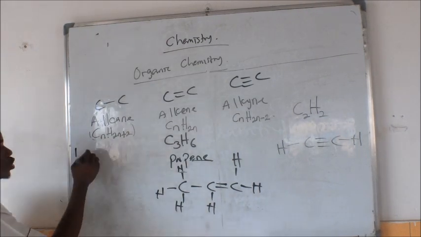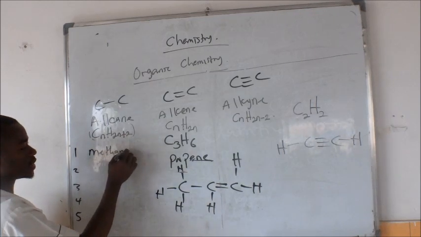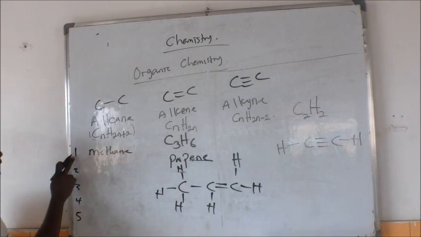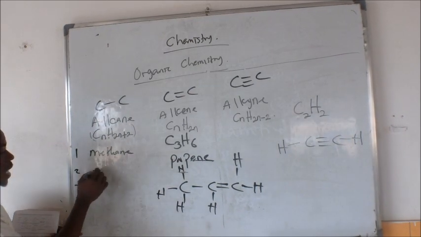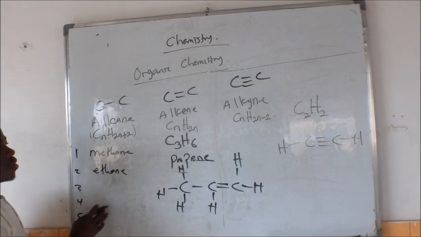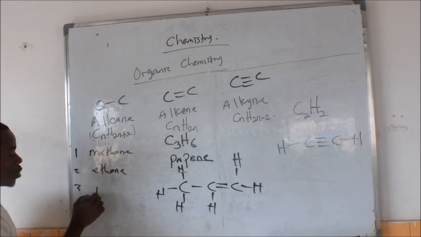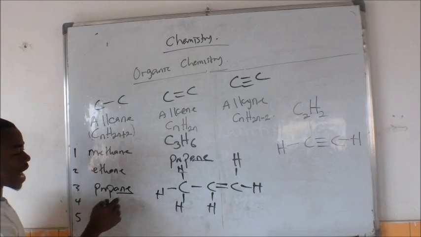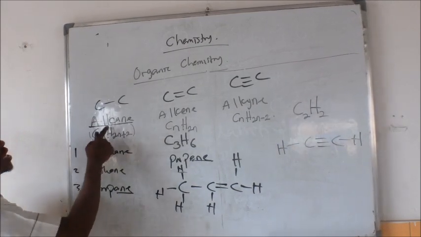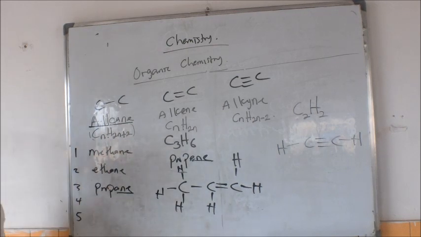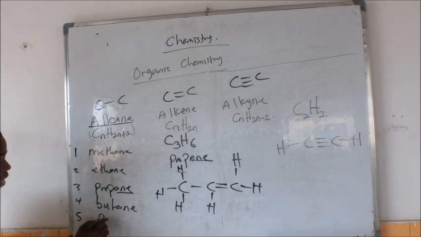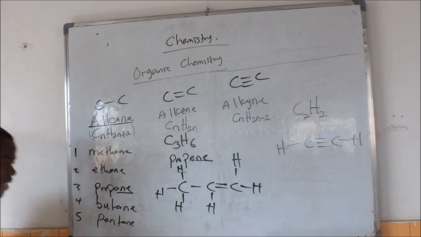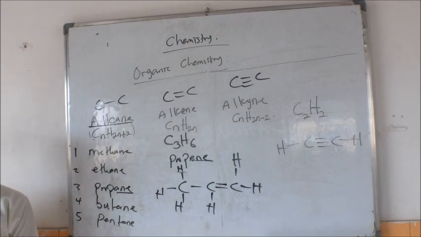For alkane, the first member is methane, because this n is equal to 1. The second member is ethane. The third member is propane. All of them carry "ane" because their family name carries "ane". The next member is butane. The next member is pentane, and that is how it goes up to the first 10 members.